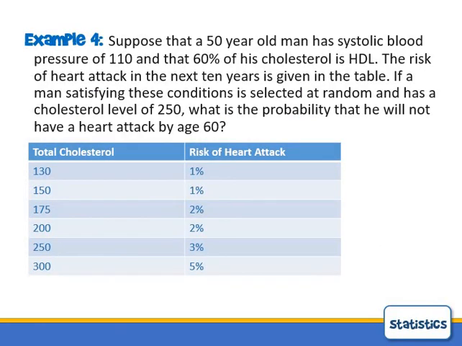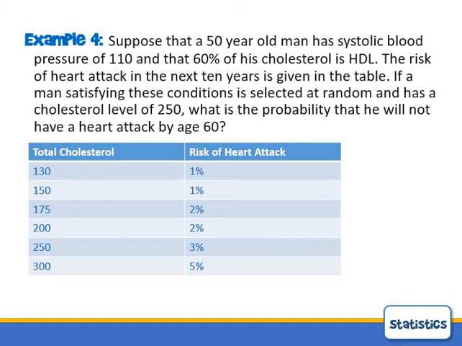Okay. Here's an example. Now this is an empirical example. A lot of times in medicine we have to do empirical probabilities, but here's an example of using that. Suppose that a 50-year-old man has systolic blood pressure of 110 and that 60% of his cholesterol is HDL. The risk of heart attack in the next 10 years is given in the table. Now what they would do is take a large number of men meeting these criteria, track them, and see how many had a heart attack and get what are called empirical probabilities on that. That's how you would get a probability in medicine. You would just look at a very large sample and see what happens.